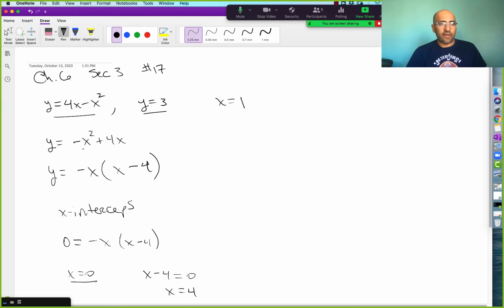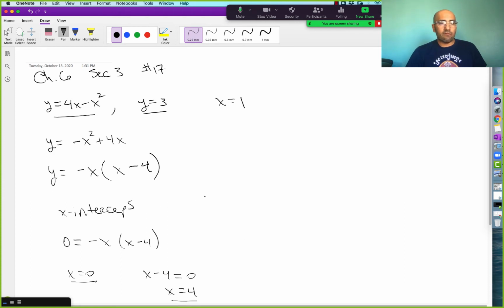Let's double check that. If we put a 4 into here, that's going to be negative 16, and then we put a 4 in here, we get positive 16. So it checks out, right? Those are the two x-intercept points.